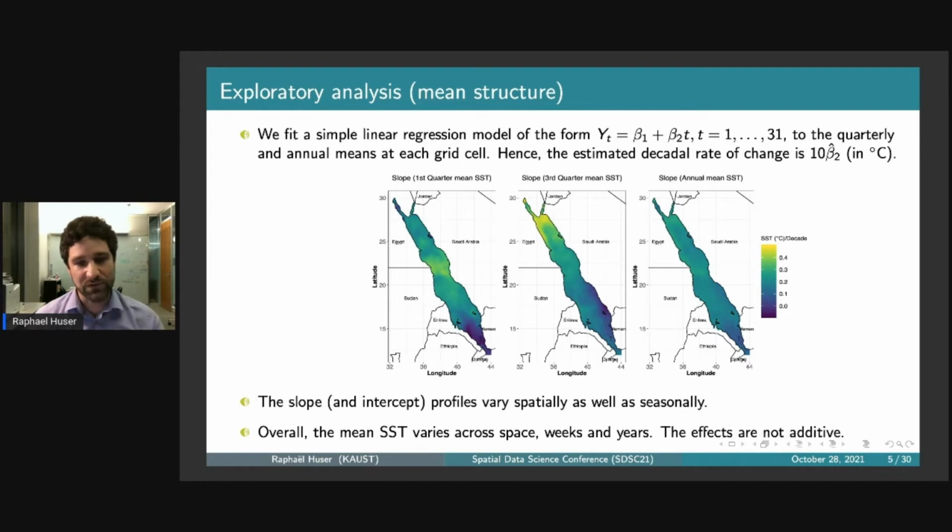First, what we did was to try to understand whether there is a time trend in the data, whether sea surface temperatures are increasing with time. I will skip the details, but essentially, there is a time trend. This is something that we expected, of course. But this trend actually varies also across space and across seasons. So we have effects of space, weeks, seasons and years. And it turns out that these effects are not additive. And so we need to build a statistical model that can represent these data features.